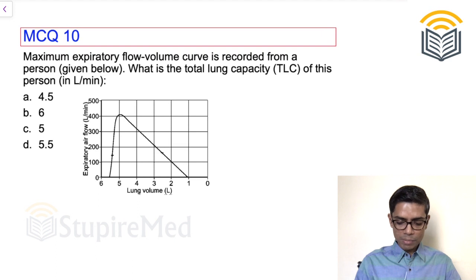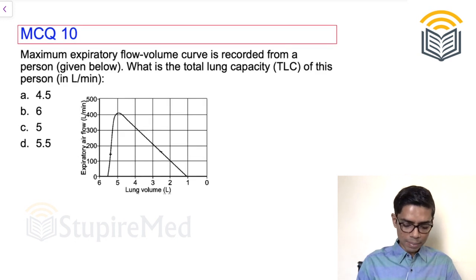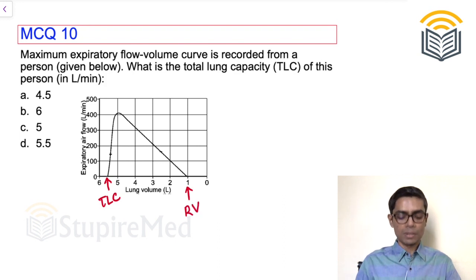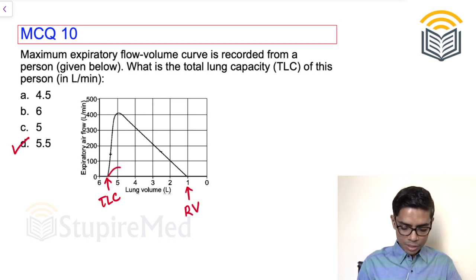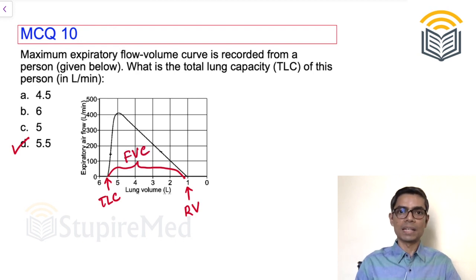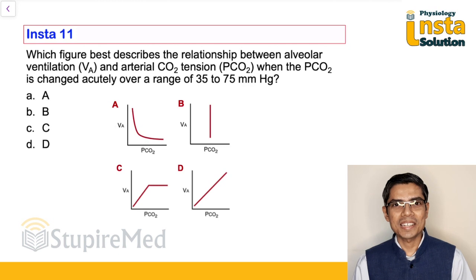Question number 10. Maximum expiratory flow volume curve is recorded from a person, that is given below. What is the total lung capacity? So all of you know this is a simple question. Total lung capacity is nothing but, this is the point which is TLC, and this is the point which is residual volume. So total lung capacity is 5.5 liter, and the difference between these two is forced vital capacity. So in this question, forced vital capacity is 4.5 liter and total lung capacity is 5.5 liter and residual volume is 1 liter.